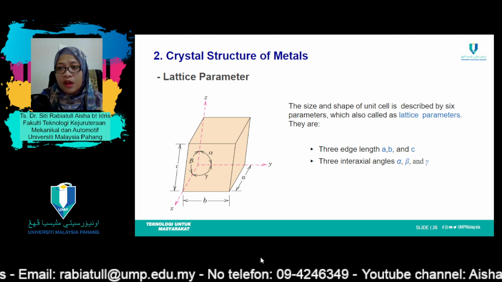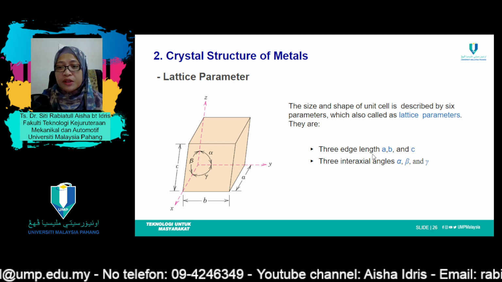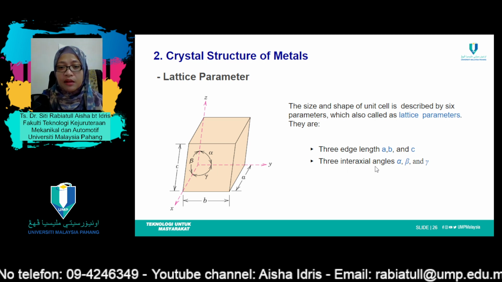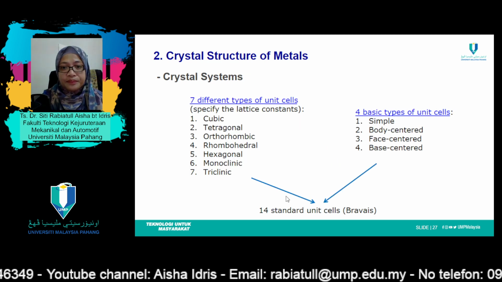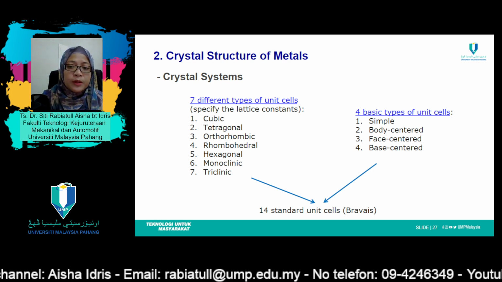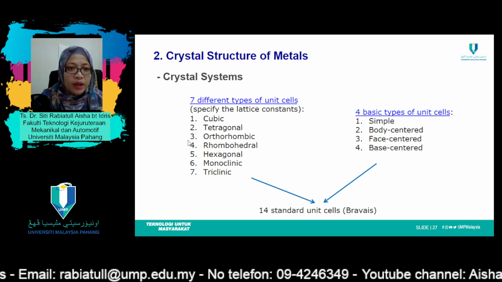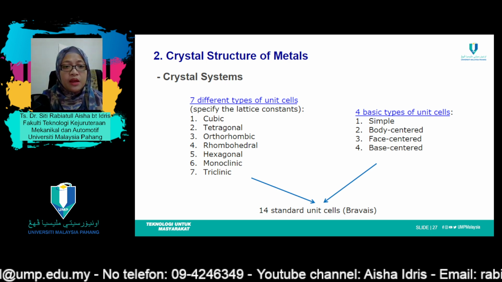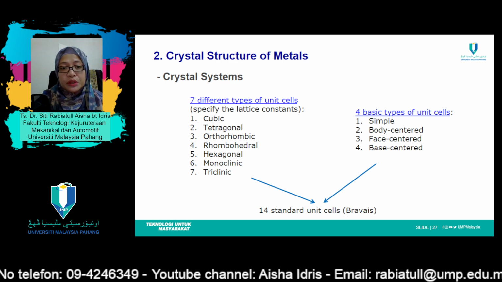And there are parameters in lattice space that we need to know, like three edge lengths, a, b, and c, and three interaction angles with the symbols alpha, gamma, and beta. Other than that, we may also come across the term Bravais lattice in crystal systems. So Bravais lattice refers to the 14 different 3D configurations into which atoms can be arranged in crystals.